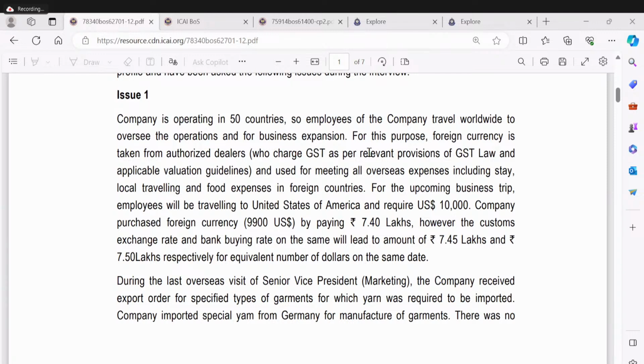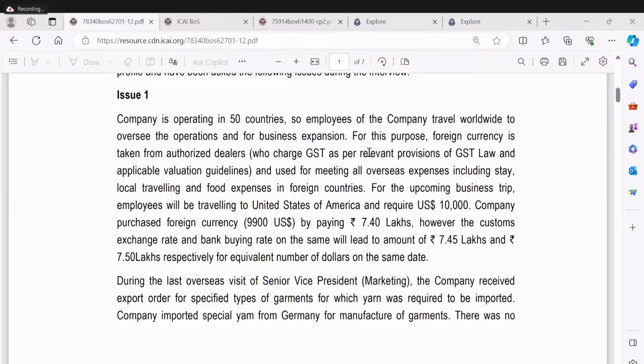Company actually purchased 9,900 US dollars by paying 7.4 lakhs. However, the customs exchange rate and the bank buying rate on the same will lead to an amount of 7.4 lakhs and 7.5 lakhs respectively for an equivalent number of dollars. Now, before moving to further information in issue 1, this is actually one of the issues that the company is purchasing foreign currency for the foreign travel of its employees.